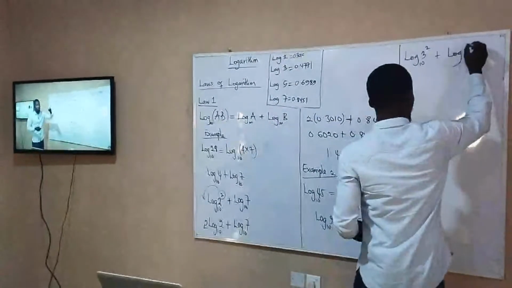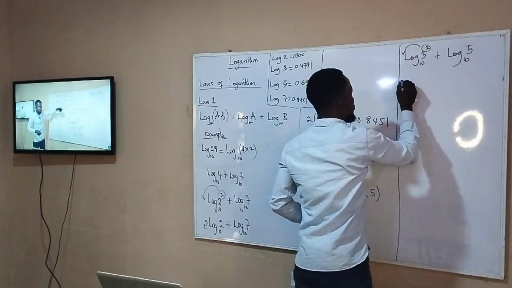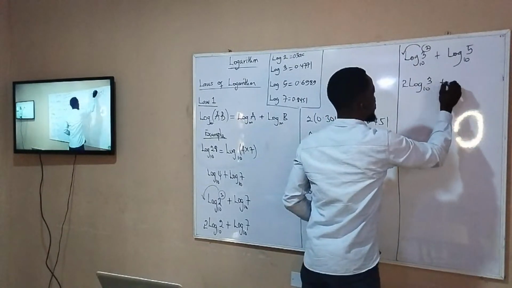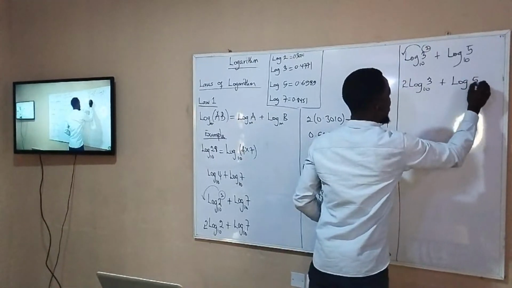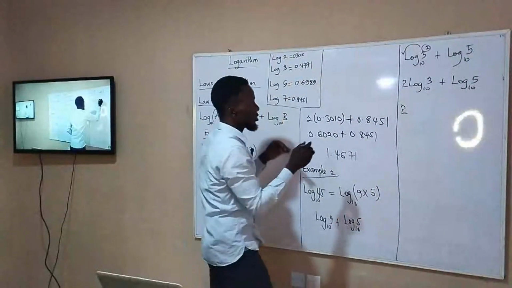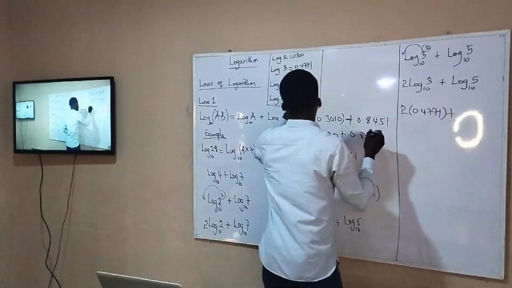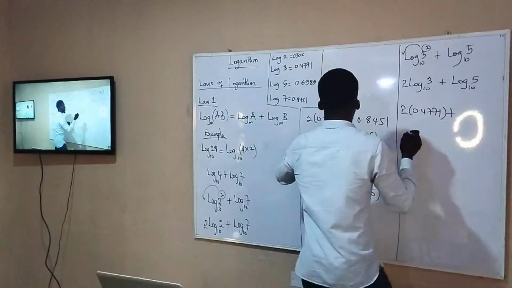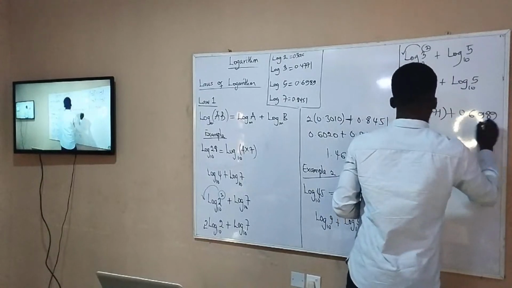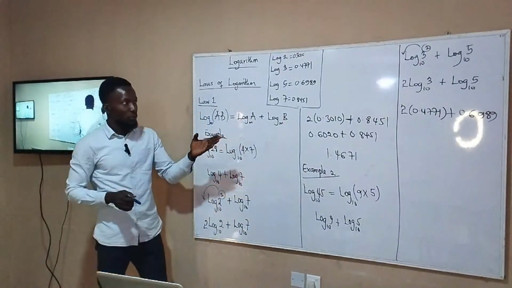So we have log 5 base 10. So this guy, as usual, is dropping to this other side, which should be what? 2 log 3 base 10 plus log 5 base 10. So this becomes what? 2 times log 3 base 10 is what? 0.4771 plus log 5 base 10 is what? That will be 0.6989. I think this is looking better, right?